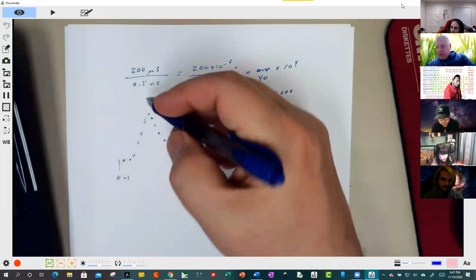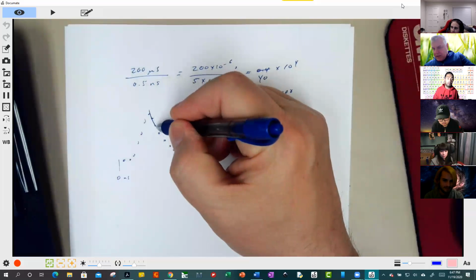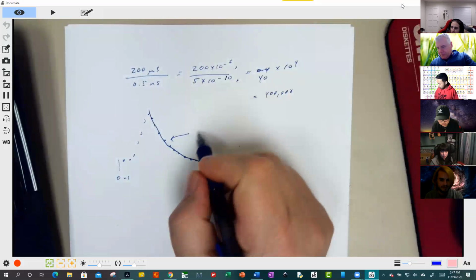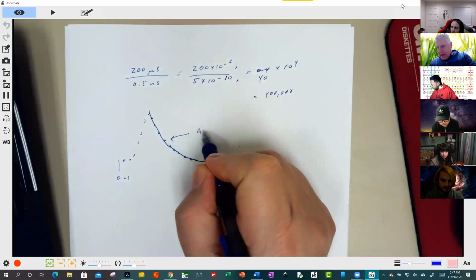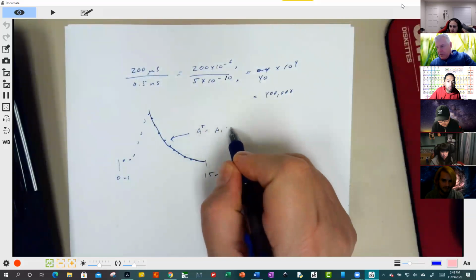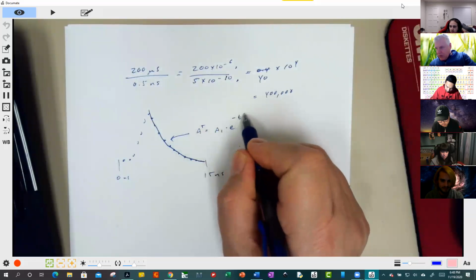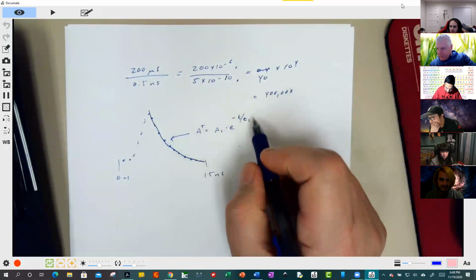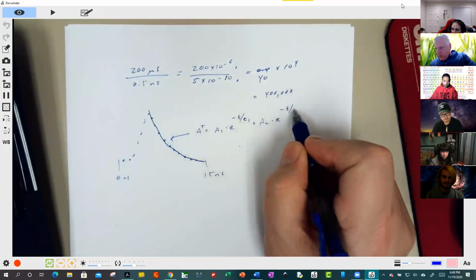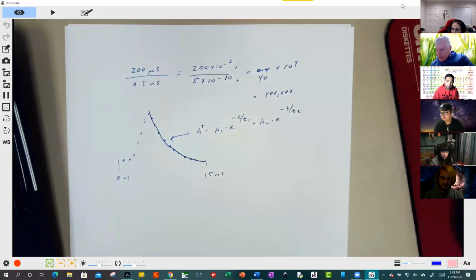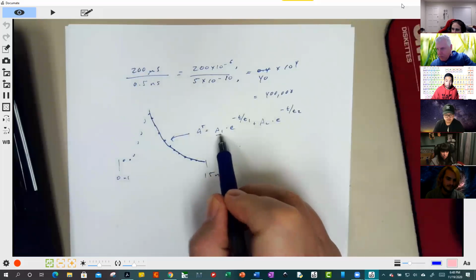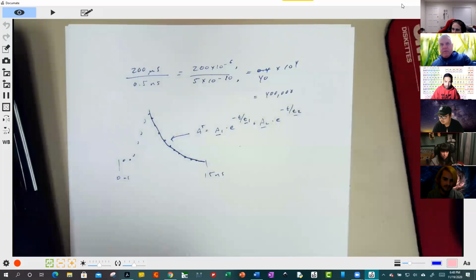All right, and what they have to do is fit this part to the following function. A total is equal to A1 times e to the minus t over tau 1 plus A2 times e to the minus t over tau 2. Right? So there are basically 4 floating parameters: A1, tau 1, A2, and tau 2.